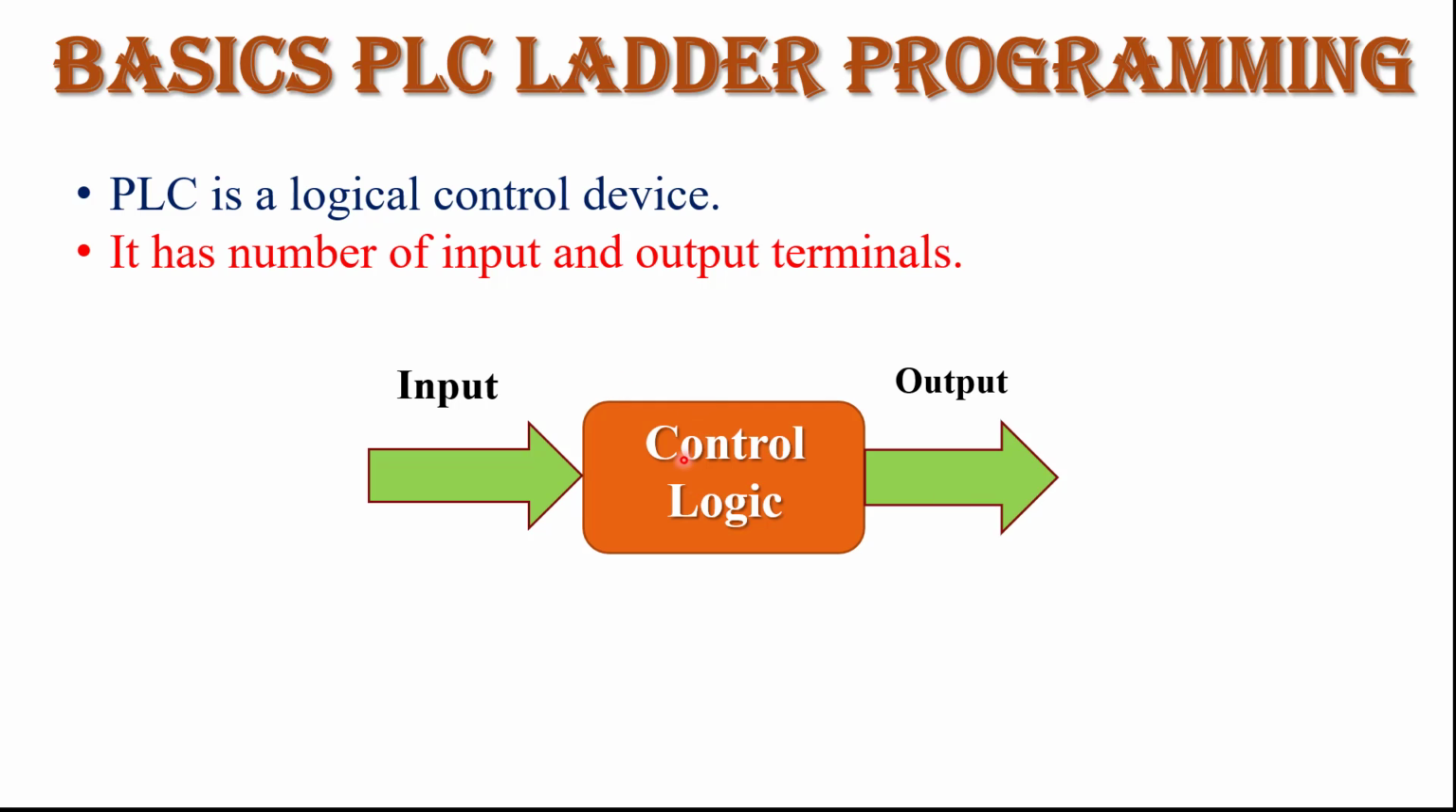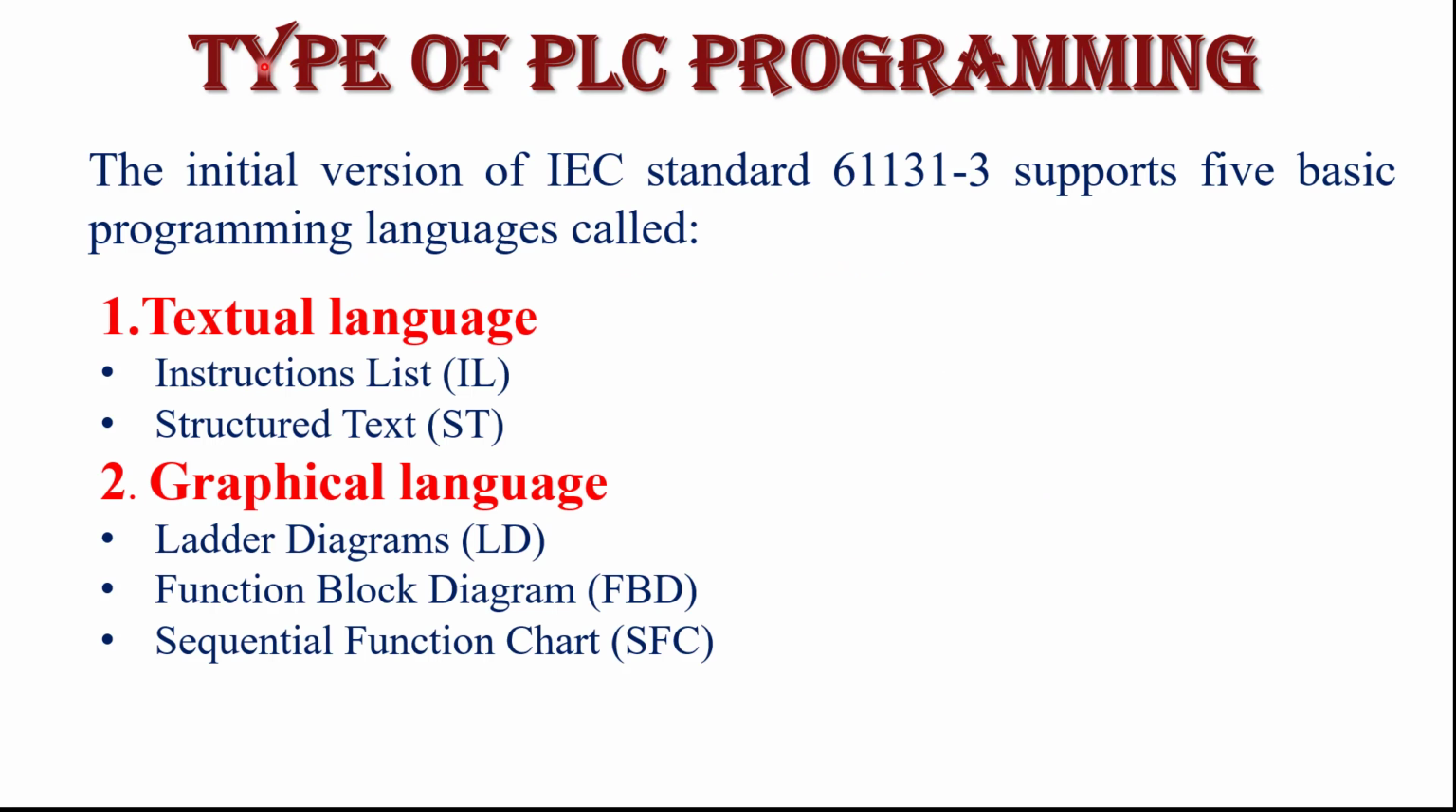Now this control logic can be programmed using different programming languages. So there are different types of PLC programming languages. The initial version of the IEC standard 61131-3 supports basically 5 programming languages in PLC, which are divided into 2 groups: textual language and graphical language. Textual language means the programming language in which we give any instruction or any program in textual form. There are 2 types of textual language: instruction list and structured text.